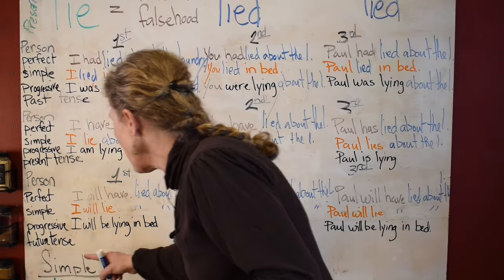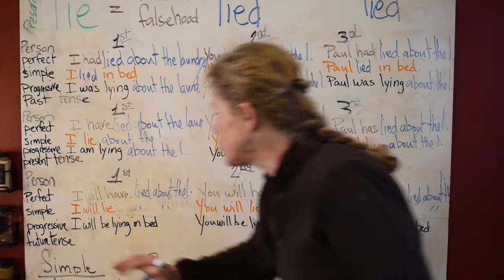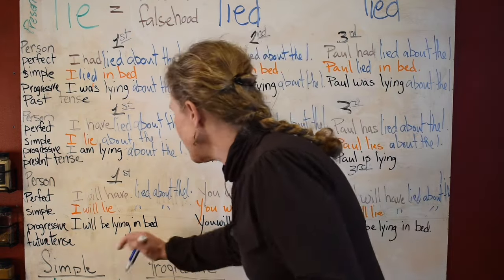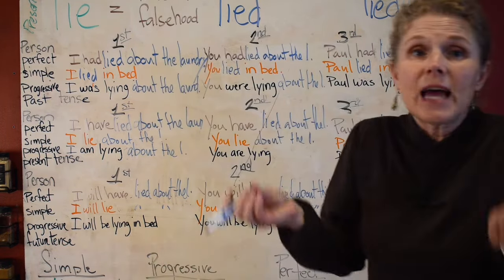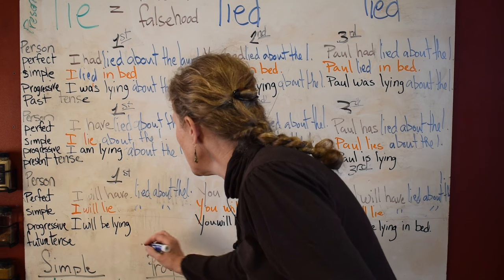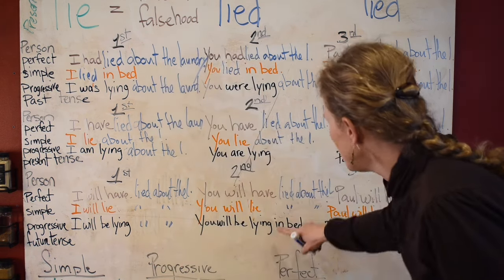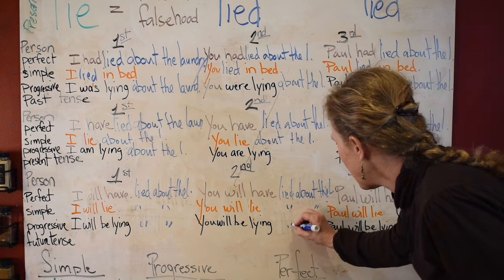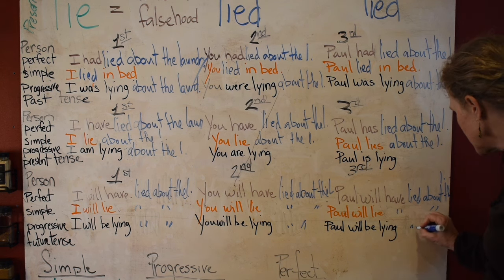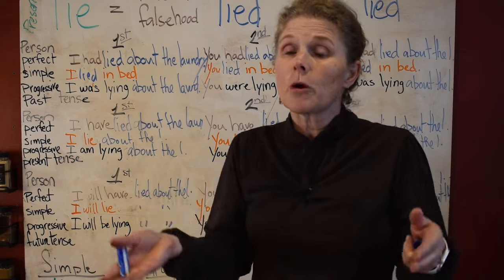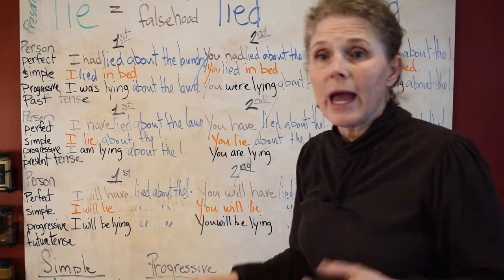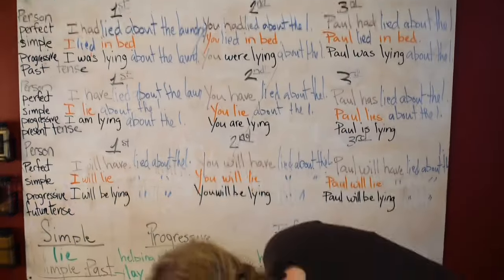Okay, so now we're going into the progressive future tense. You're using your will. You have to use will be lying. So look, the lying here is the exact same spelling. So you've got to change this. This will be super confusing. I will be lying about the laundry. You will be lying about the laundry. Paul will be lying about the laundry. So make sure that you have your proper tenses, because this is a completely different word and it means something different.